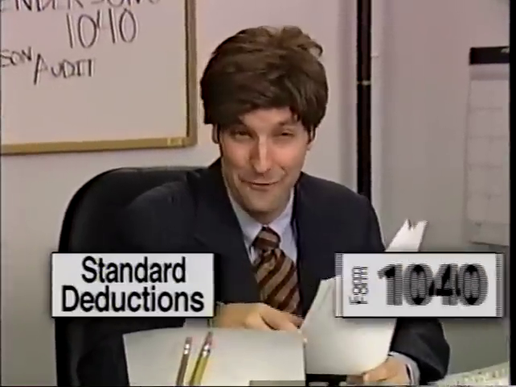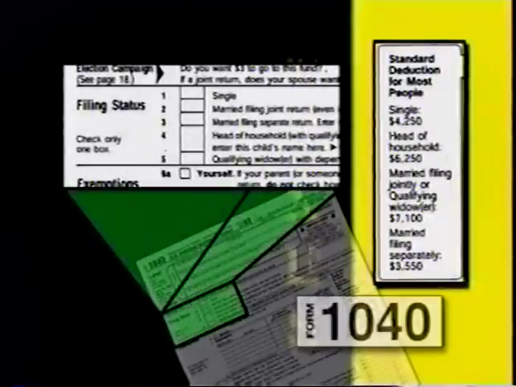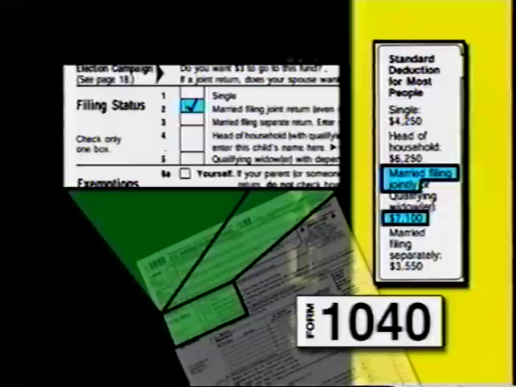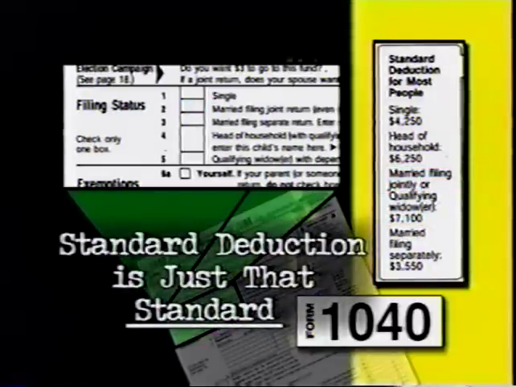Let's take a look at the 1040 form. Say you're single. You can claim a standard deduction of $4,250. Or let's say you're married, and you and your spouse file jointly. You can take a standard deduction of $7,100. So a standard deduction is just that, standard. Anyone can take this deduction without getting into the potential complications of itemized deductions.